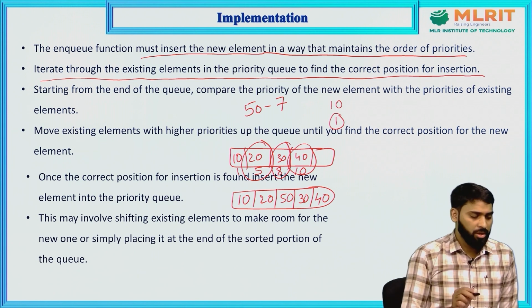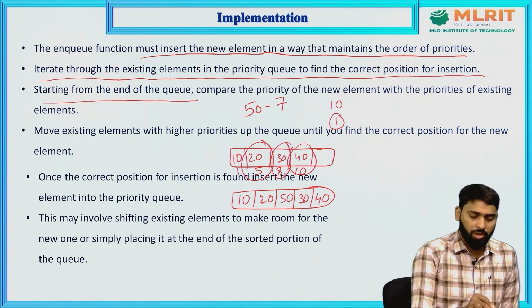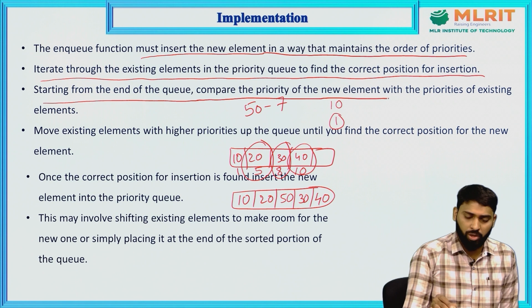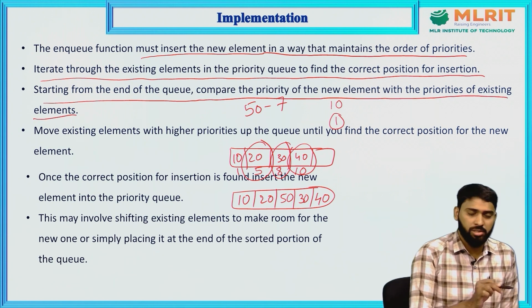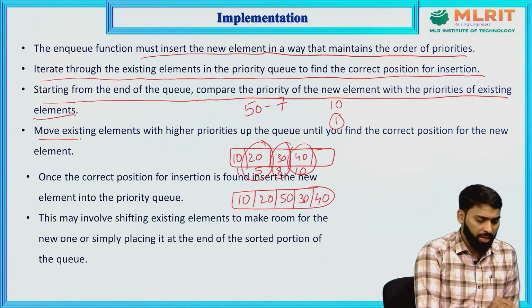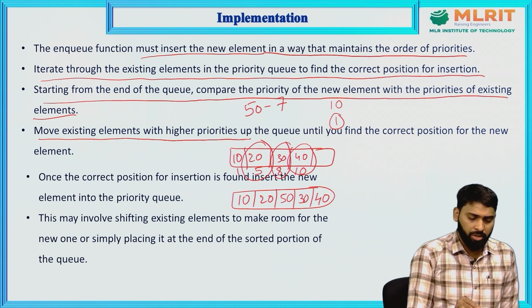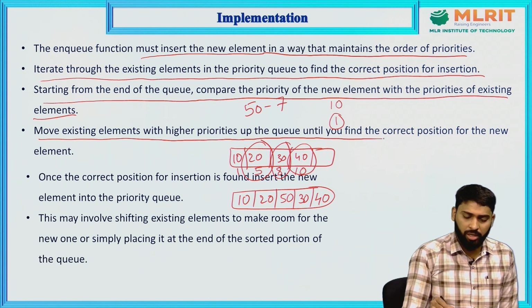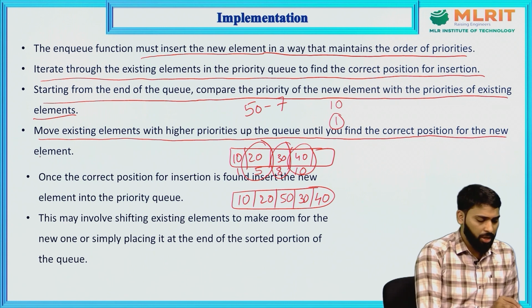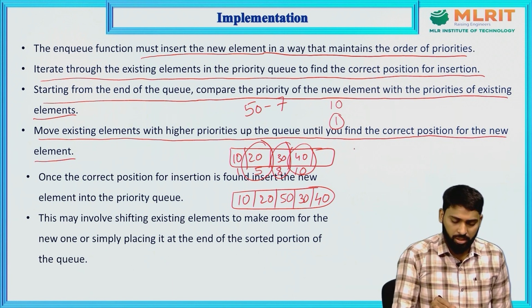That's it. Now starting from the end of the queue, compare the priority of the new element with the priority of the existing elements. So move existing elements with higher priorities up the queue until you find the correct position for the new element. What is it here?